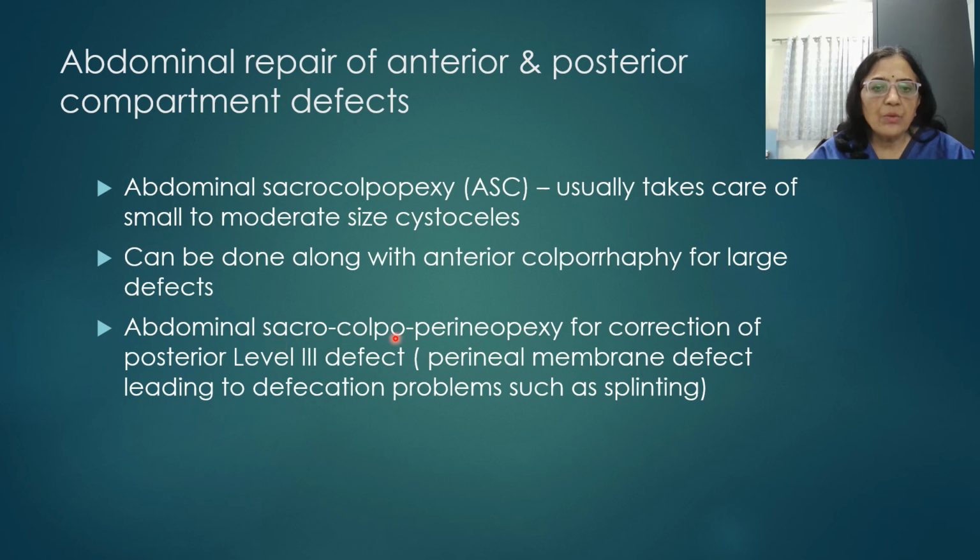Now, abdominal sacrocolpoperineopexy is done, that is, attaching the mesh to the anterior sacral ligament, also to the anterior and posterior vaginal wall, and also to the perineal body. This procedure is done whenever there is a level 3 posterior defect, where a perineal membrane defect is a possibility, as the patient has defecation problems where she cannot defecate unless she does splinting. That suggests that there is a perineal membrane defect, where the mesh is attached to the perineal body also.